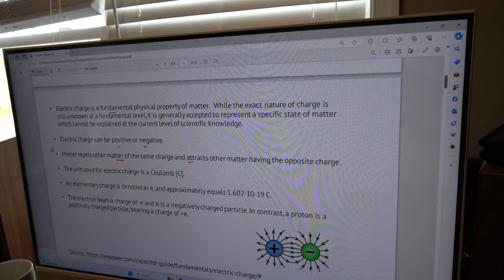But there are different words and they denote different characteristics. Opposite charges attract each other. Same charges repel. Okay, the unit of an electric charge, and you don't need to know this really, is the coulomb. We're going to get to that later. And there's an elementary charge we denote as E.